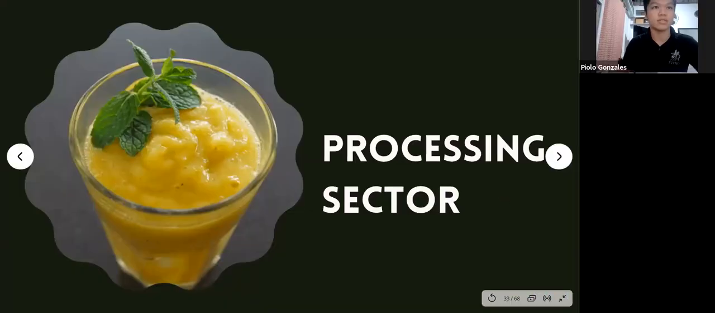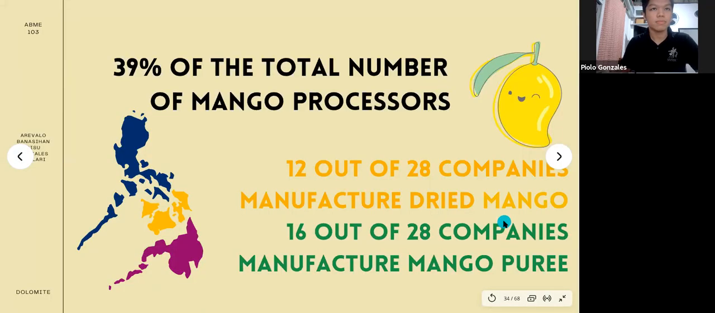For the processing sector, next. The mango commodity in the Philippines is composed of quite a few processors that operate mostly on small to medium scale. According to the Philippine Mango Industry Foundation Incorporated, there are a total of 28 companies that process mango products here in the Philippines, 39% of which are located in the National Capital Region.